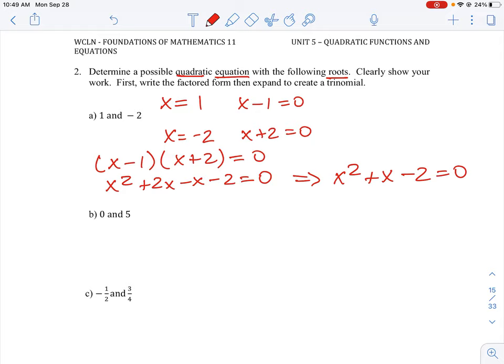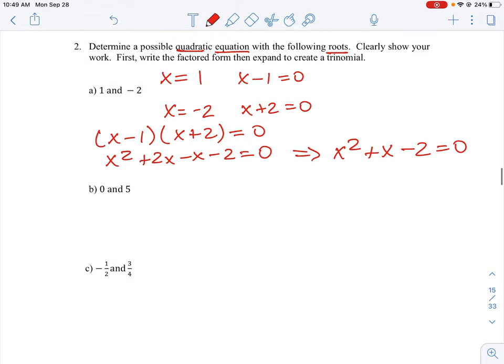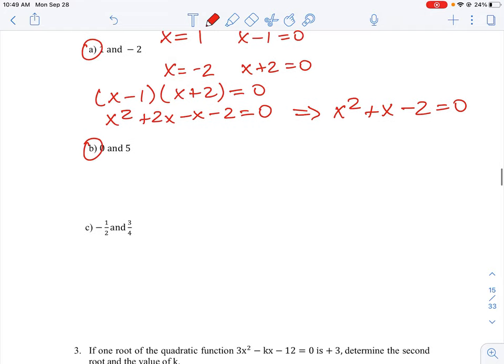So the two roots that are given, 1 and minus 2, are solutions to this original question. Okay, so that's the steps in which you would try to take that problem apart. So that's A. Question B is the same as question A. You can go through the steps and the procedures for that because they give you the roots 0 and 5. The one that's a little bit different here is question C.